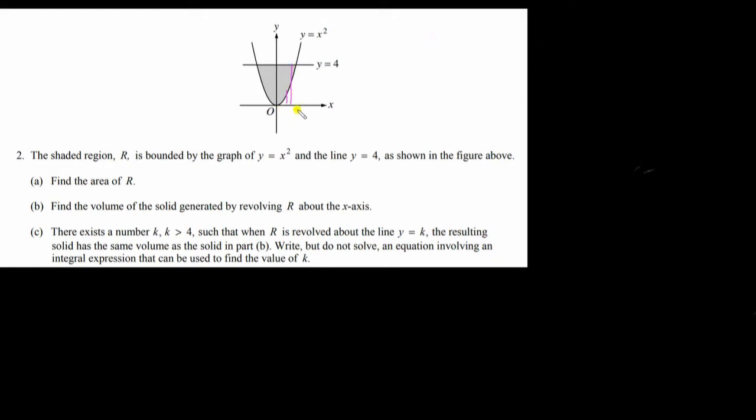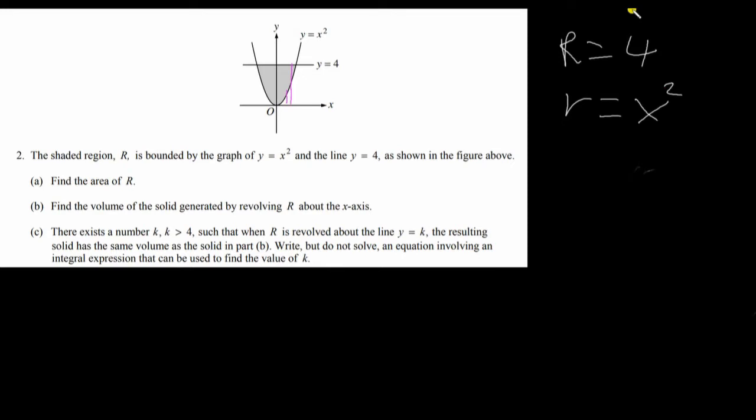So the big one is going to be from 0 to 4. So the big radius is going to be a constant value of 4. And then the little radius is going to be this distance. So it's going to be from 0 to x squared. So this distance is going to be x squared.